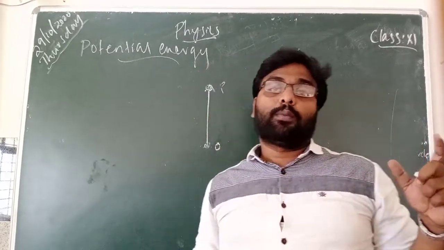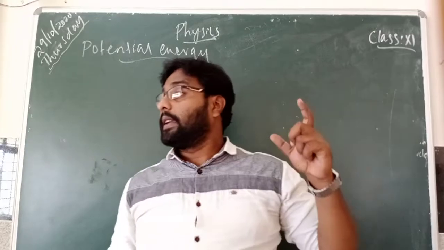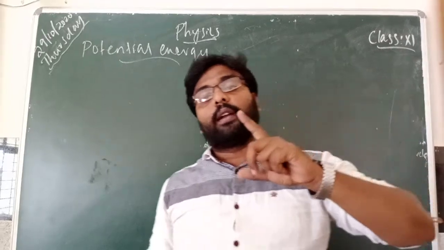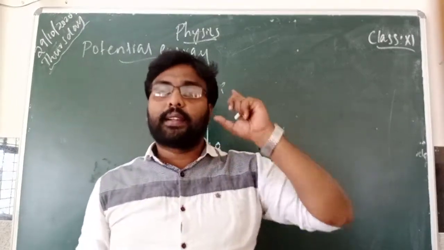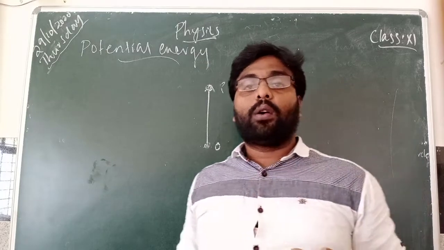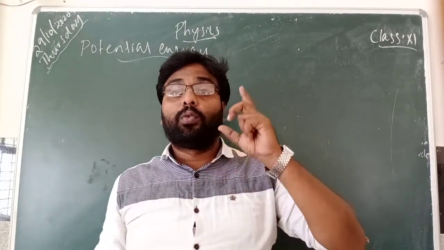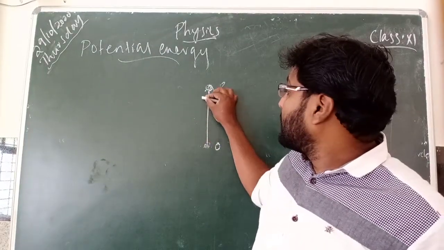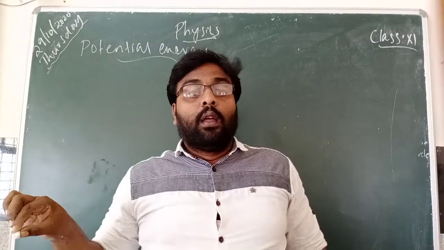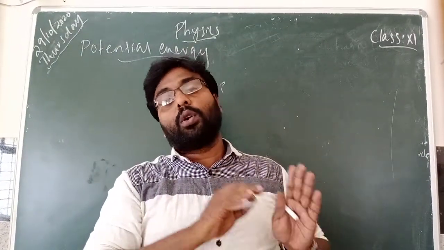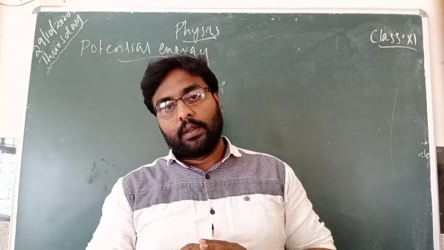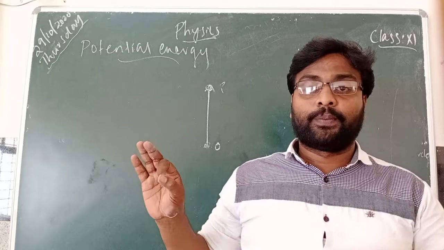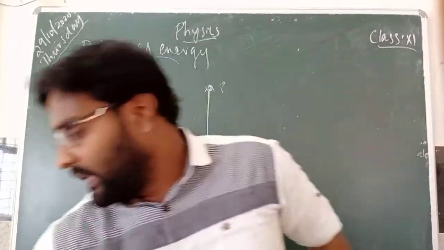So how can we define the potential energy? The potential energy at a point P can be defined as the amount of work done by an external force to move an object at a constant velocity from its initial position to its final position. At the initial position, its potential energy is always what? Zero. This is the potential energy definition.